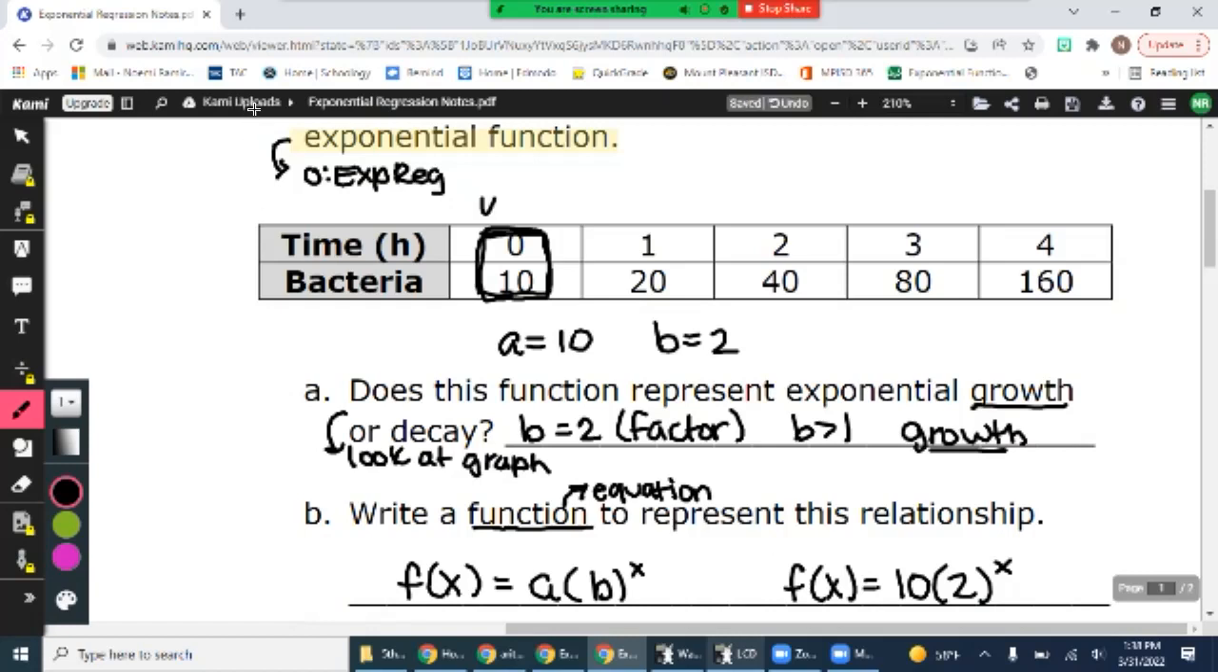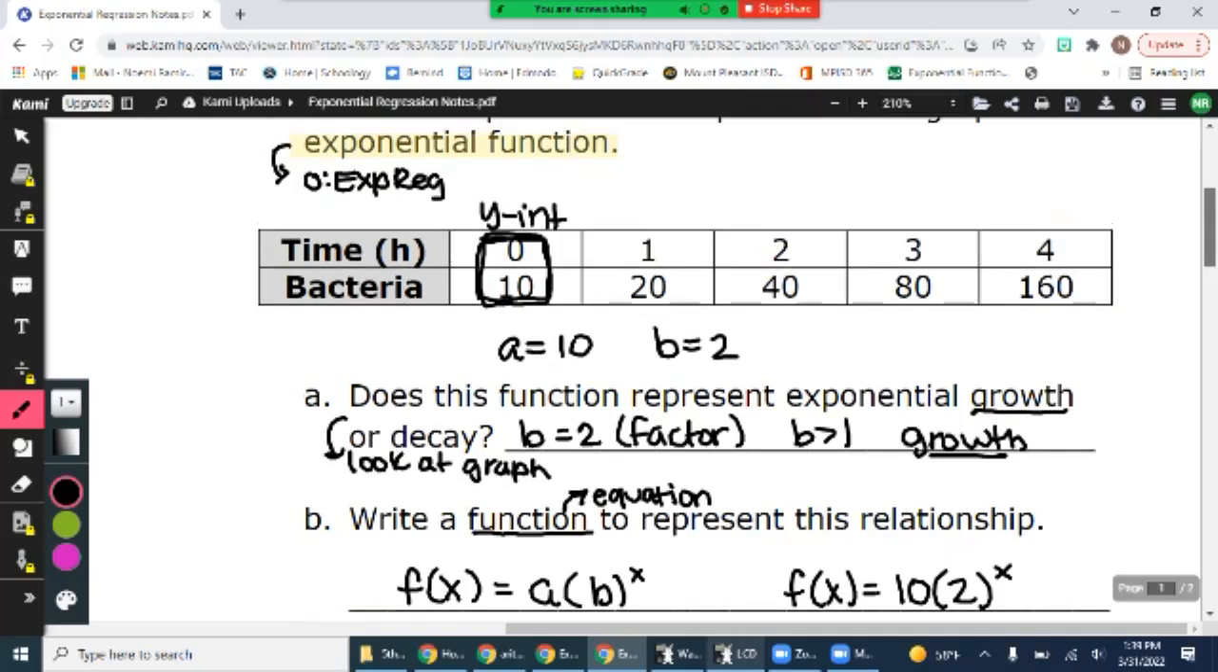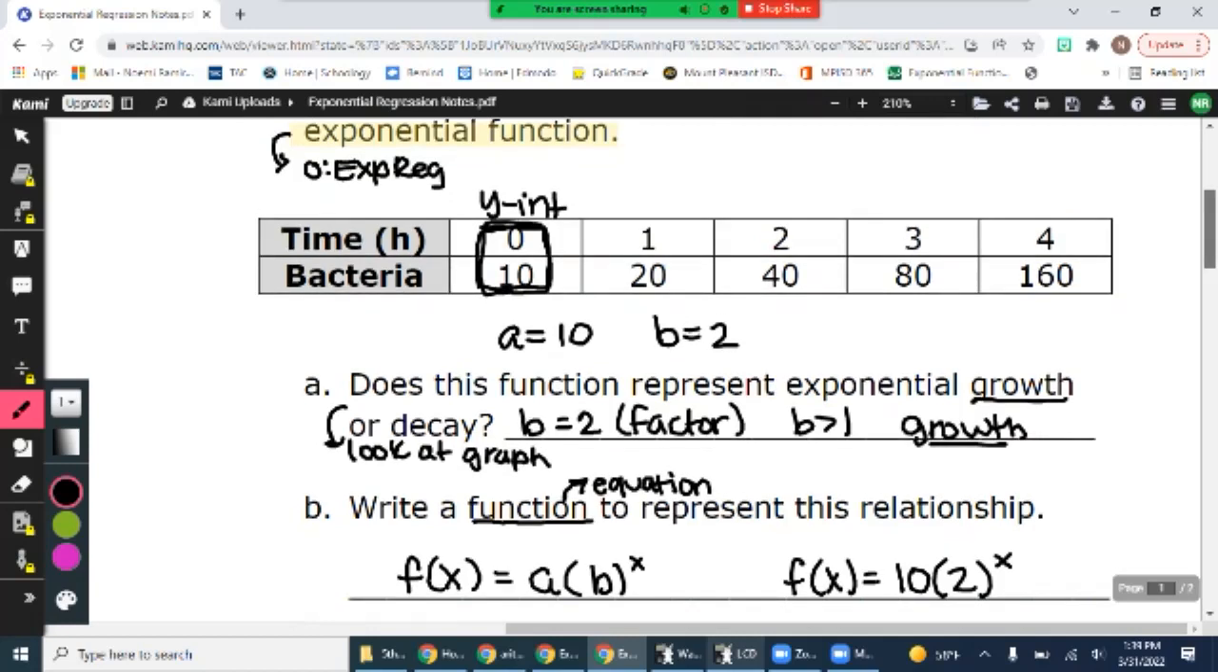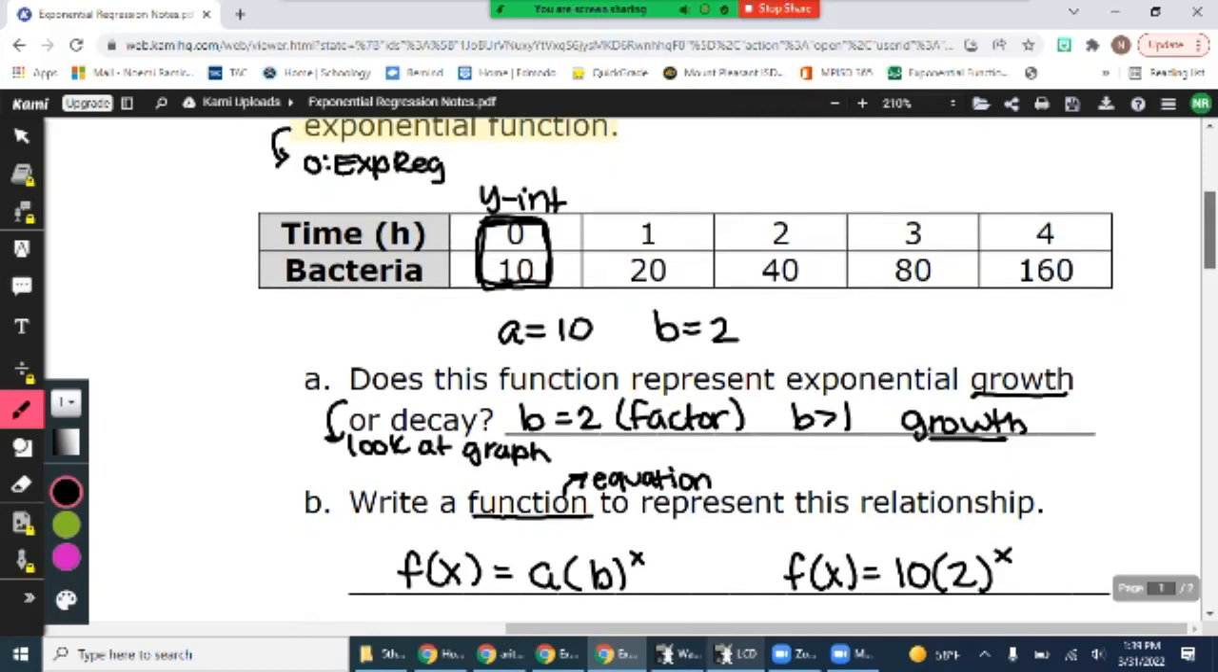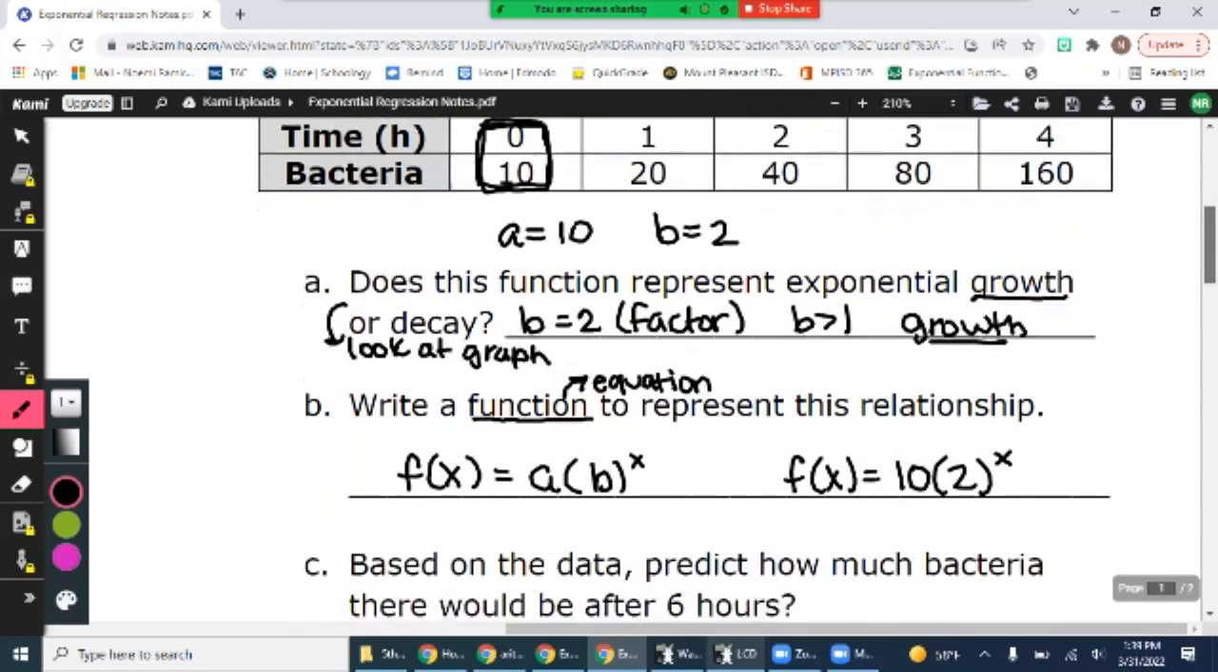It represents your y-intercept. Now, if you look at some other examples in these notes, you'll notice some blanks once we flip over to the next side. I wanted to leave it blank because your y-intercept will not always be included. You can find it if it's there, but it's not always included.